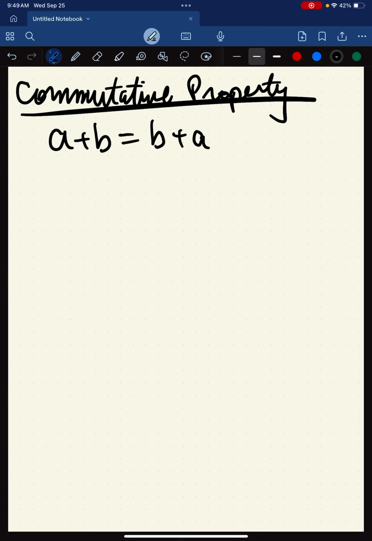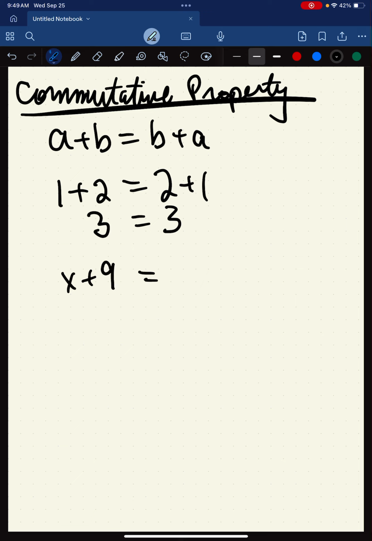So let's do a few examples. Again, I think most people will find this intuitive. 1 plus 2 is the same thing as 2 plus 1, right? Because on the left side we have 3, on the right side we have 3. So kind of extracting from that, x plus 9 is the same thing as 9 plus x.